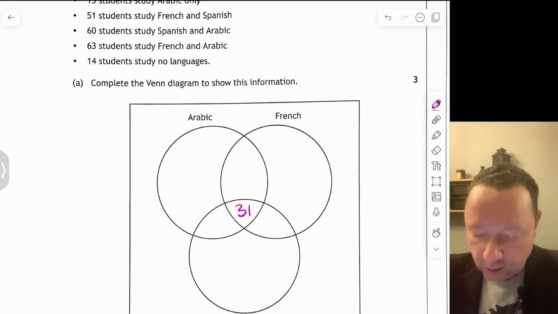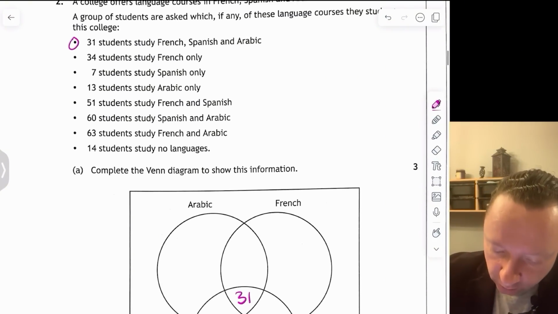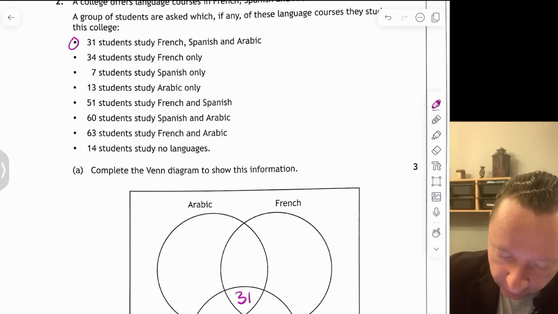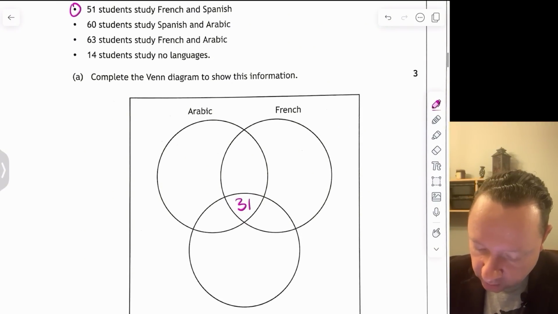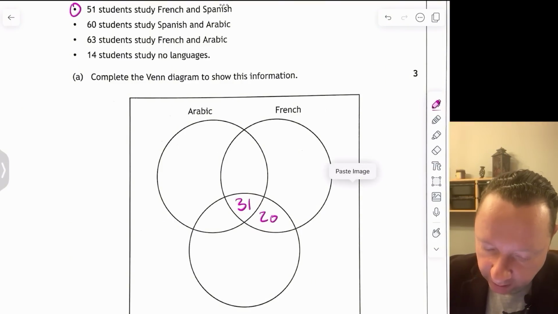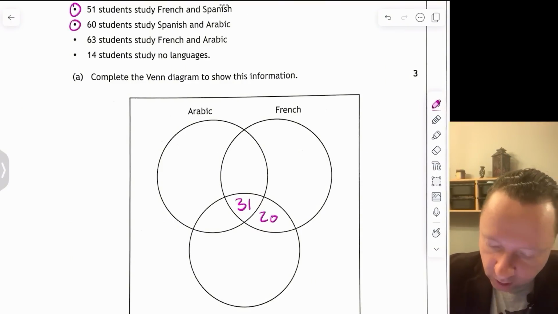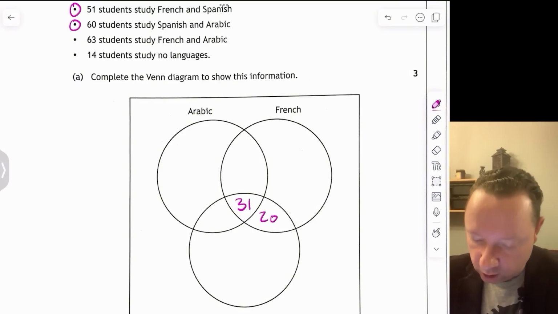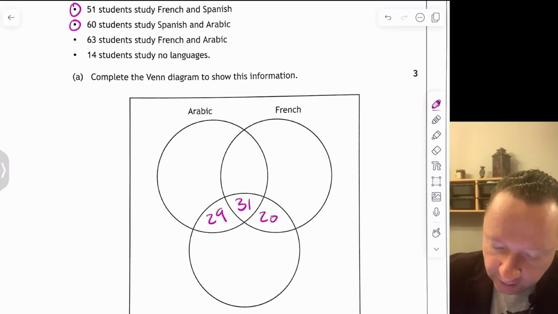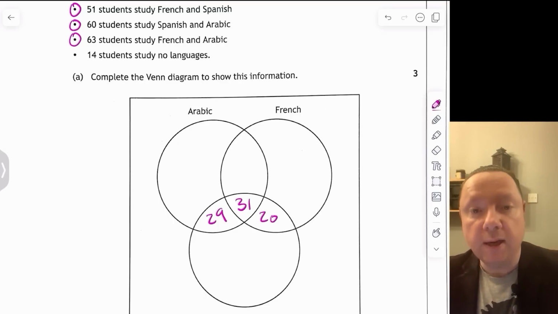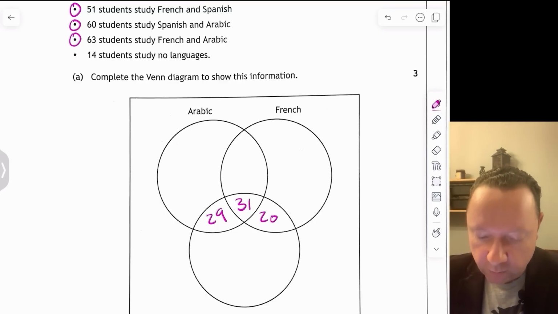middle out the way. So let's look for 2 things. So 15 students study French, 51 students study French and Spanish. So I do French and Spanish, 51 minus 31 equals 20. 60 study Spanish and Arabic. So I do 60 minus 31, which is 29. Spanish and Arabic, 29. And then 63 study French and Arabic. So I do 63 minus 31. So that's 32.